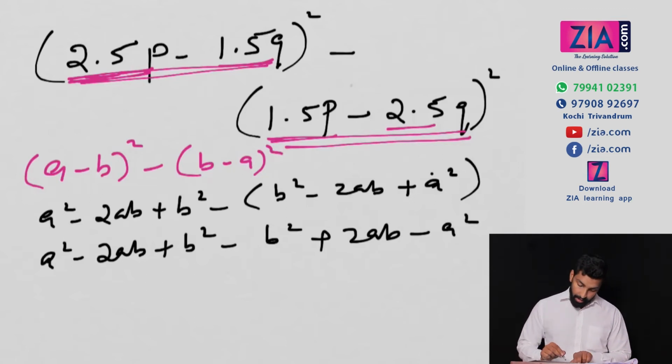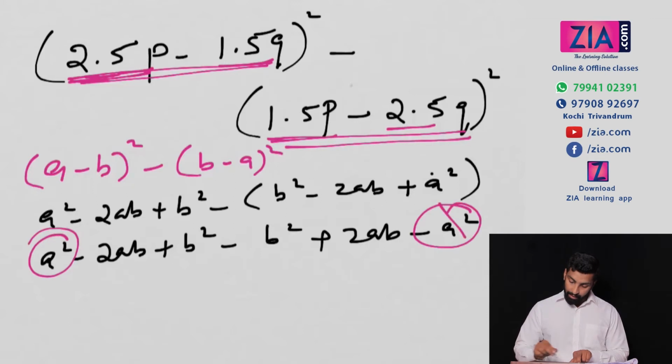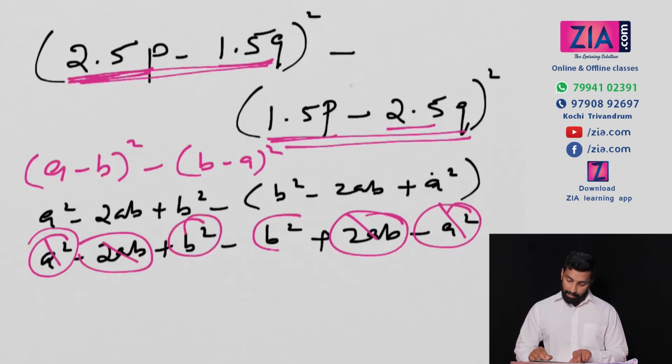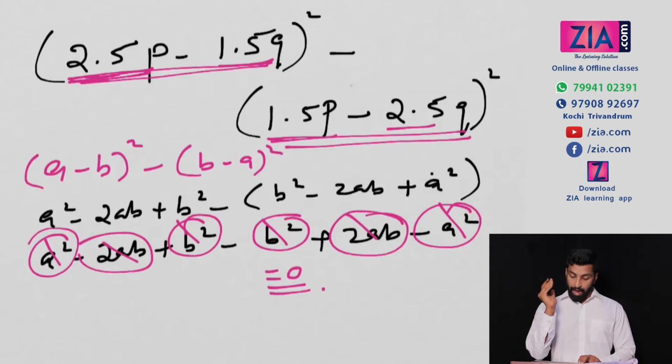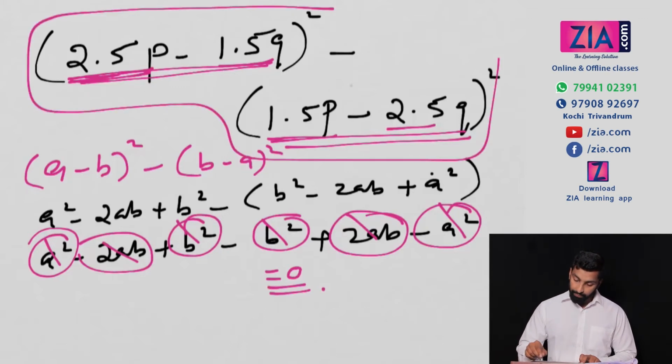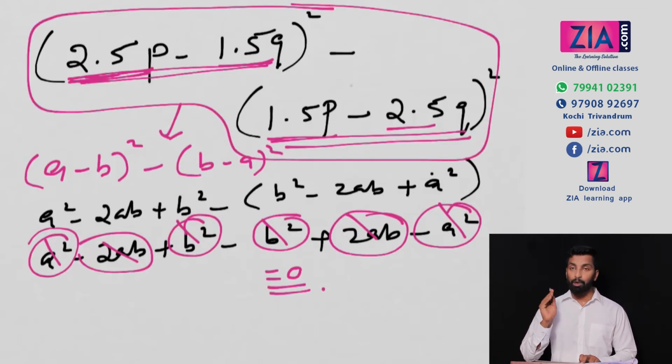Now if you observe here, a square and minus a square get cancelled. Minus 2ab and plus 2ab get cancelled. Plus b square and minus b square get cancelled. So what you get is 0. So if you do a minus b whole square minus b minus a whole square, you will get 0. So if you do this operation, that is of the form a minus b whole square minus b minus a whole square, the answer for that also will be 0.